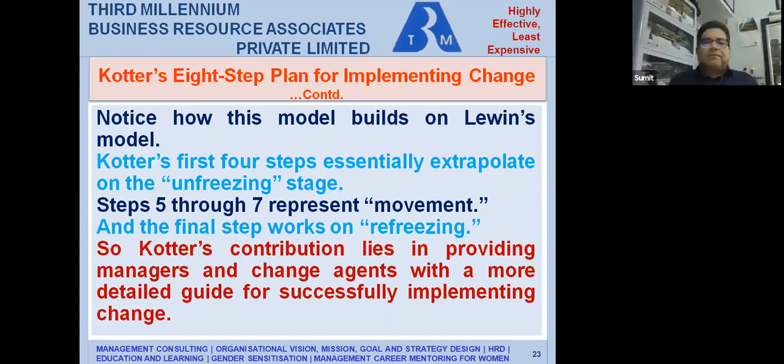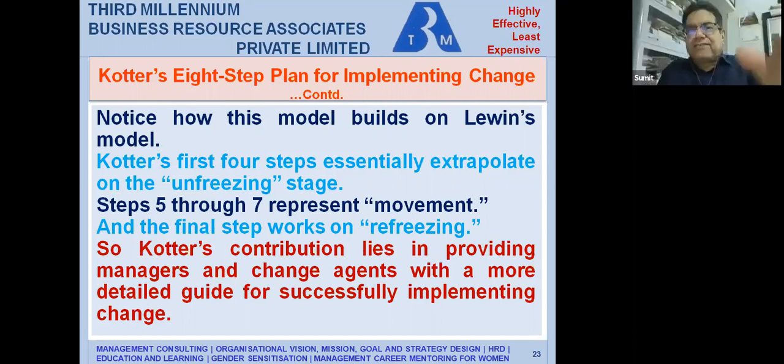As you can see, the first 4 steps of Kotter's 8 essentially are an extrapolation of the unfreezing stage of Lewin. 5, 6, and 7 represent the movement part, and the final step, which is most crucial, is refreezing, because whatever you have gained through the entire process, if it is not refrozen, the new thing will slip away and it will get back to business as usual, which is exactly what you do not want, right?